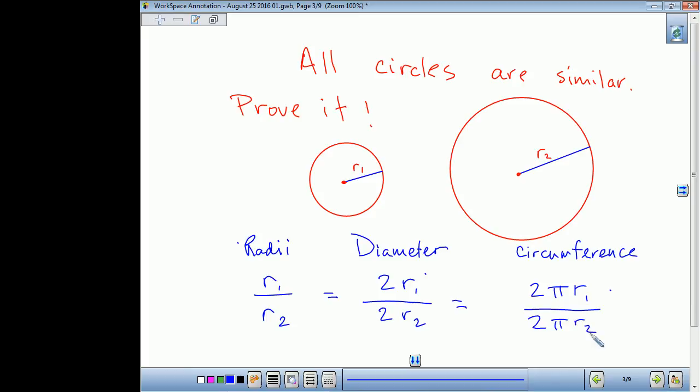Okay. So they don't all look the same right now, but watch this. Don't the 2's cancel? Oh, so we have R1 over R1 and R1 over R1. Oh, don't the 2 pi's cancel? Yes. And so every single ratio is the same.